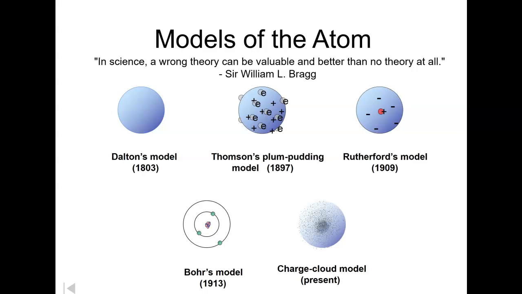Meaning that the atom is mostly space. There's a lot of space between the nucleus and the electron. So if ever any two atoms come in close proximity to each other, and we know they do, the nuclei will hardly ever come into contact. It'll always be the electrons that are interacting, and we'll see how important that is later. So in science, a wrong theory can be valuable and better than no theory at all. We were able to build on each of these models to get to where we are today.